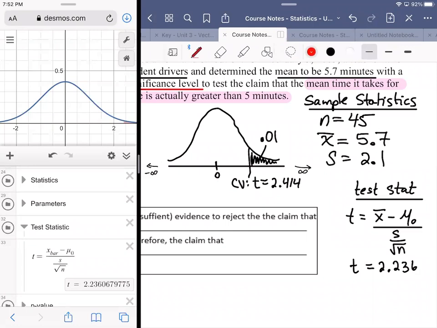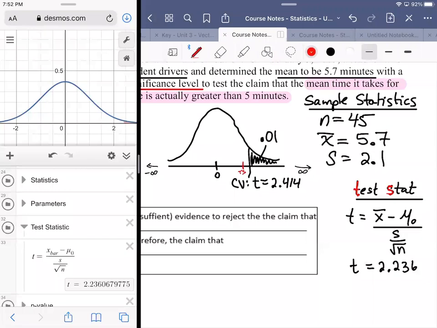You would be thinking, okay, well, where does that 2.236 fall? I have no idea. I just know that it doesn't fall in the shaded area, because you'd have to be 2.414 or greater in order to fall in the shaded area. So it's going to fall just shy of that. So what I do on my graph is just label it TS for test statistic.